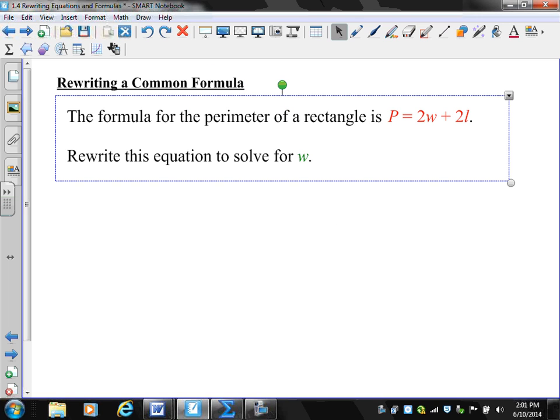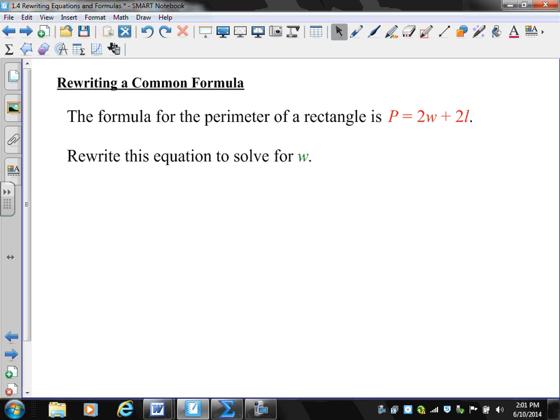Okay, so let's apply this concept to a common formula, at least one common formula. We'll do this actually a couple times here. So the formula for the perimeter of a rectangle is the perimeter P equals twice the width plus twice the length. And that should be something that you guys should be familiar with. But again, I am giving it to you right there. So we're going to solve for W, right? Here's my W. I want to get that all by itself.